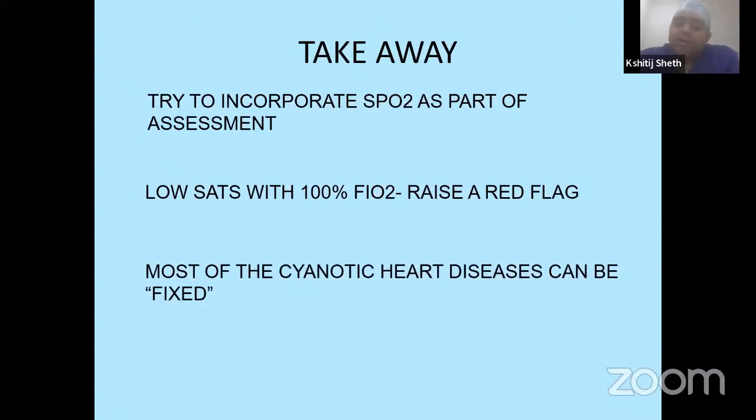And as I demonstrated in this case, most cyanotic heart disease can be fixed. Most of them are cured or treated, and some of them are completely cured. They lead a normal quality of life after surgery, and it is very important not to neglect these patients. They should be referred to a proper center, counseled and operated depending upon the underlying cardiac condition.